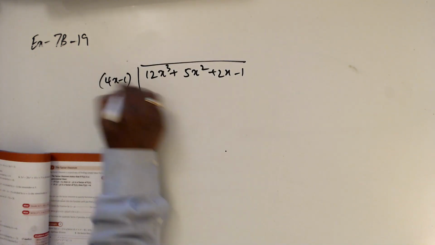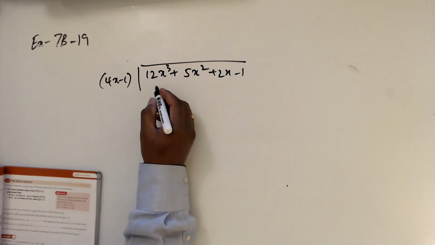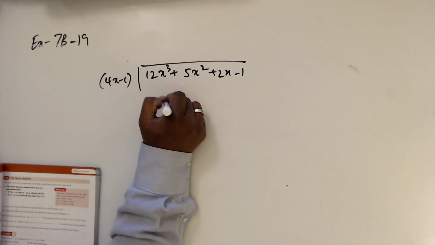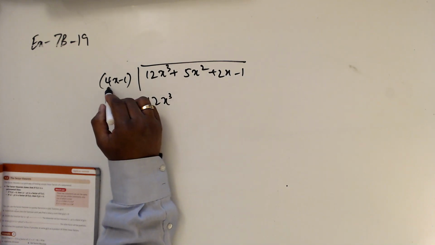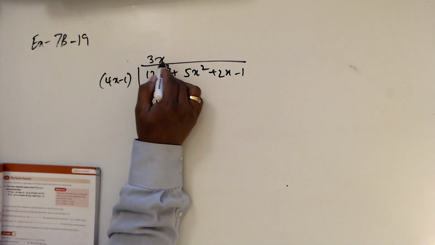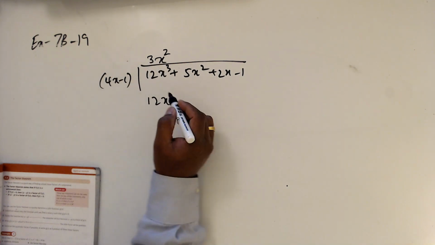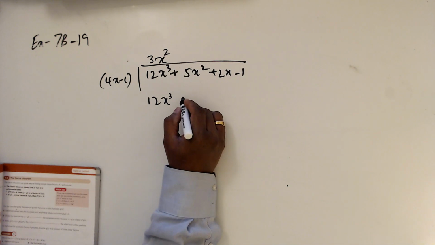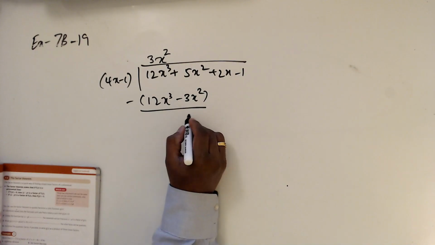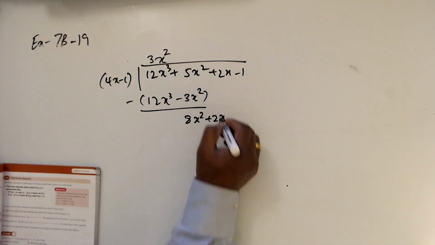So this is 4x minus 1, and we'll start dividing. I want to make 12x cubed here. So I want 4x multiplied by 3 times 4, 12, and x square. So this is 3x square times 4x, 12x cube, 3x square times 1, minus 3x square. Subtract those two, this is going to be 8x square, and bring 2 down.